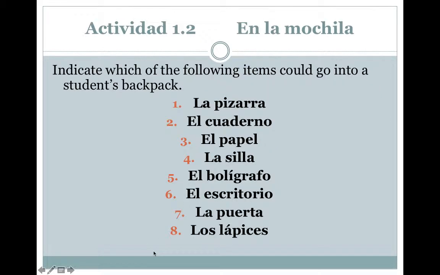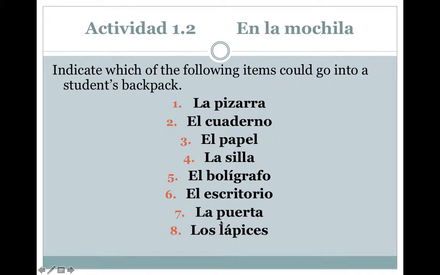So basic pronunciation. You'll have some activities this week where I ask you to indicate certain things. The title of this activity is En la mochila, in the backpack. So I'm asking you what items might go into a student's backpack. So this is where you use your vocab sheet and you get to memorize these words.